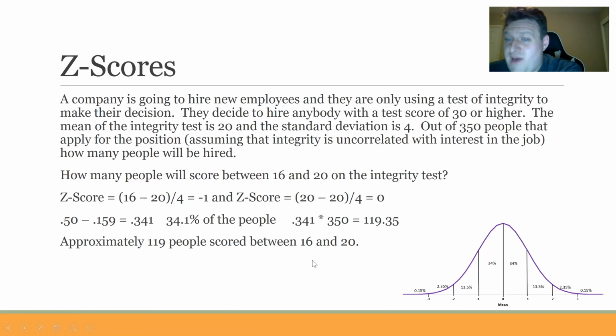If I want to find out how many people are going to score between a 16 and a 20, I multiply the proportion we found by the number of people that applied. So we have 0.341 multiplied by the total number of people that applied for the job, which is 350. This gives us 119.35. We can't have 0.35 of a person, so approximately 119 people scored between a 16 and a 20. That's how we're going to do this kind of problem.